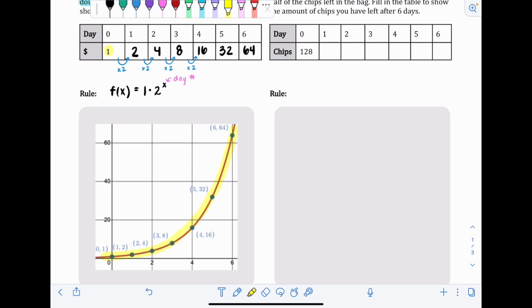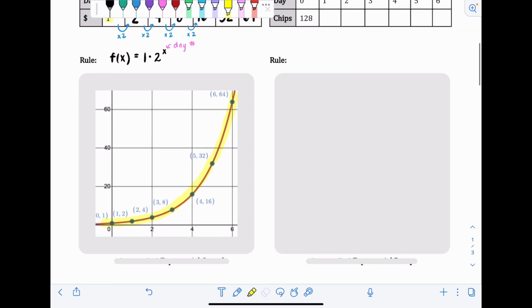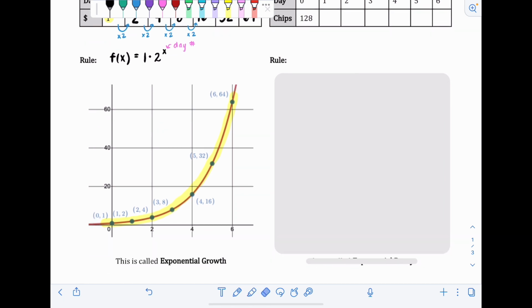And the steeper the line, the more money you are saving, the more quickly you are saving it. So you can see as it continues to go to the right, it's getting steeper and steeper, meaning it's growing at a quicker rate. Okay, so this is an example of exponential growth, when you are growing something very quickly.